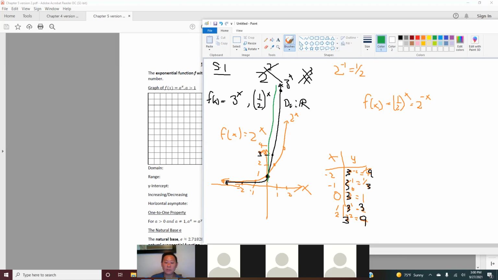You still have 1, 0, and then it still cannot go down. So the green one will be 4x. So the higher the base is, the 3, 4, 5, the closer and closer you get to the y-axis. Will we ever cross the y-axis? The answer is no. It will probably parallel.